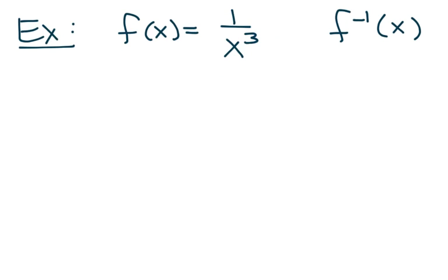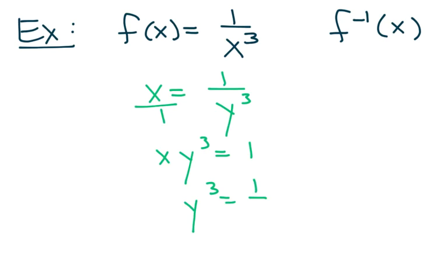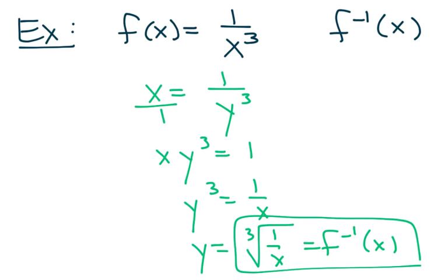Let's try that again. I want to find the equation of the inverse of f of x is equal to 1 over x cubed. So I'm going to flip x and y, and then I'm going to solve this for y. Now, I want you to notice this is a proportion. So in order to solve it, I'm going to cross multiply, and then I'm going to divide by x. And then in order to get rid of a cube, you would cube root the other side. That is the equation of the inverse.